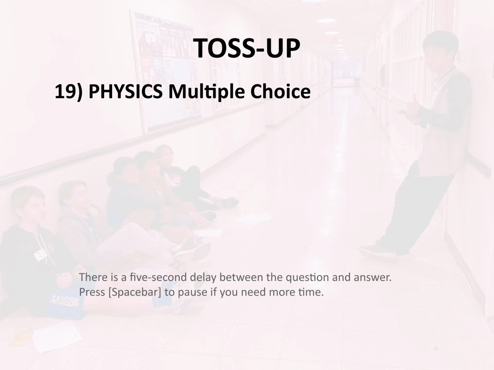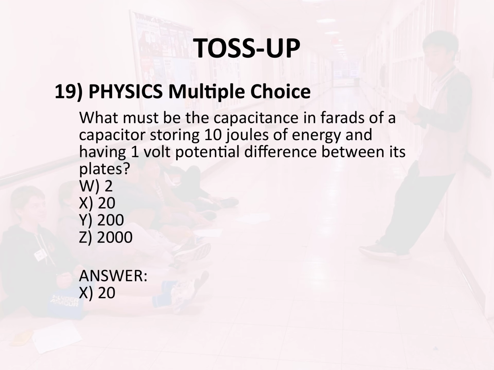Toss-up 19. Physics. Multiple choice. What must be the capacitance in farads of a capacitor storing 10 joules of energy and having 1 volt potential difference between its plates? W, 2. X, 20. Y, 200. Z, 2000. Answer. X, 20.